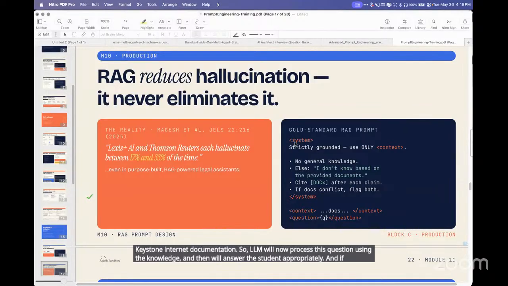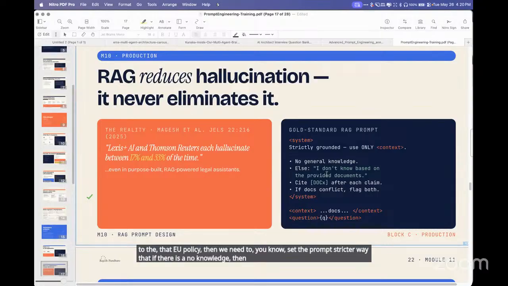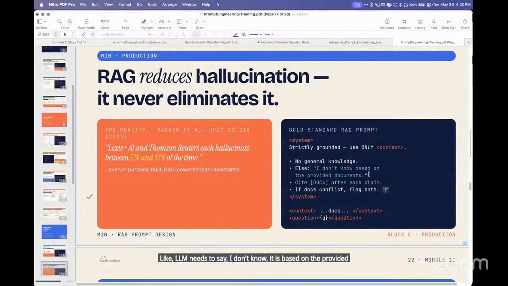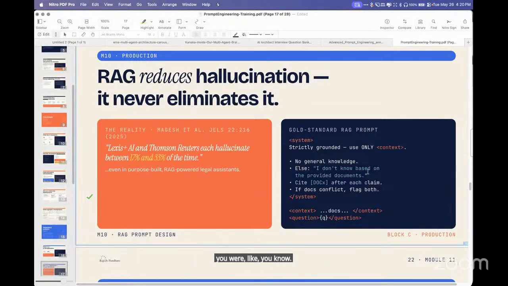And if the LLM doesn't find it, or the vector database doesn't have the knowledge for that leave policy, then we need to set the prompt in a stricter way, that if there is no knowledge, then the LLM needs to say, I don't know, it is based on the provided documents and I cannot give the answer. So here what we are doing is controlling LLM hallucination. We are instructing the LLM strictly that if there is no internal knowledge regarding that question, then directly say to the user, I don't know. Don't give an answer depending on your hallucinations or your internal knowledge.